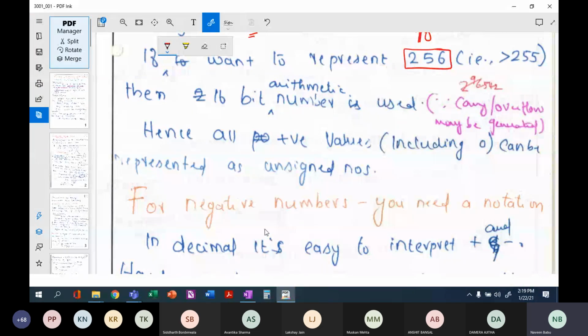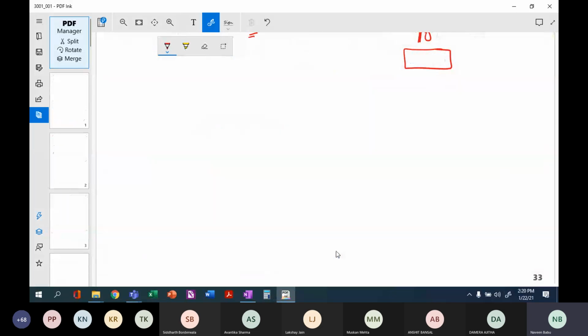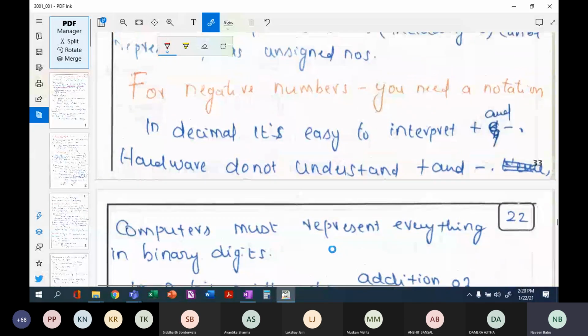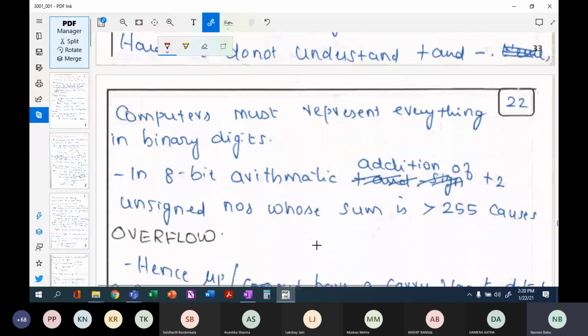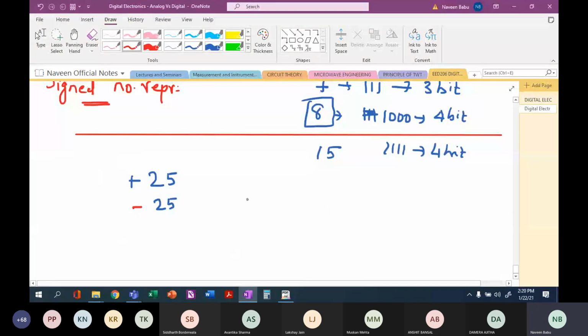But computers don't interpret what is a plus sign and a minus sign. So what should we do here? Computers will understand only binary terms. So in binary terms, we are going to allocate one particular bit to represent this sign.